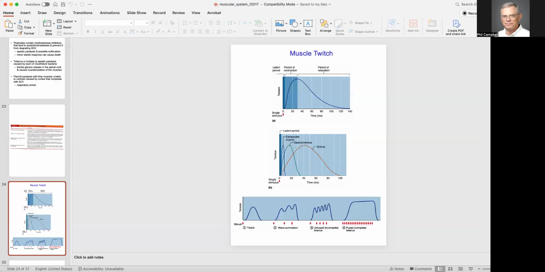There will be the latent period, where it takes time. Okay, we've received a signal. Remember, that has to be translated to an action potential on the surface of the muscle cells. That has to translate through the T-tubule and induce the release of calcium from the sarcoplasmic reticulum. The calcium then has to bind to the troponin complex, etc. So this all takes time. That's part of the latent period.